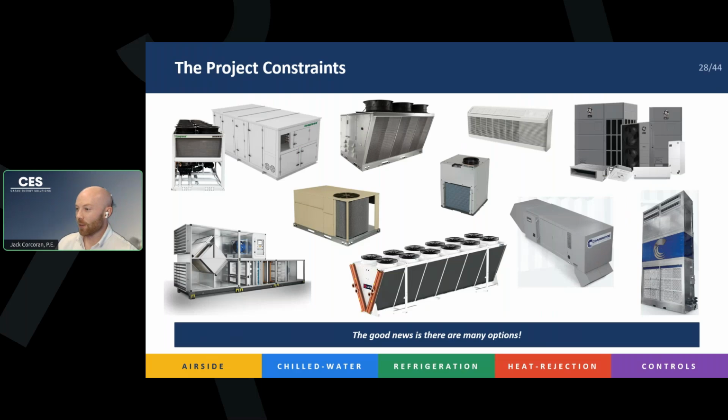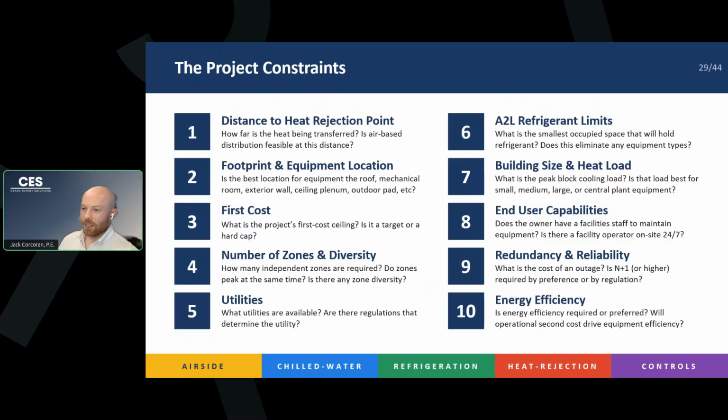But the good thing about all these pieces of equipment is they all have their own strengths and their weaknesses. So, for a given project, you can quickly narrow down which pieces of equipment are not going to work. These are 10 of the important constraints and questions we want to ask ourselves when we are deciding which piece of equipment we're going to use in a building.